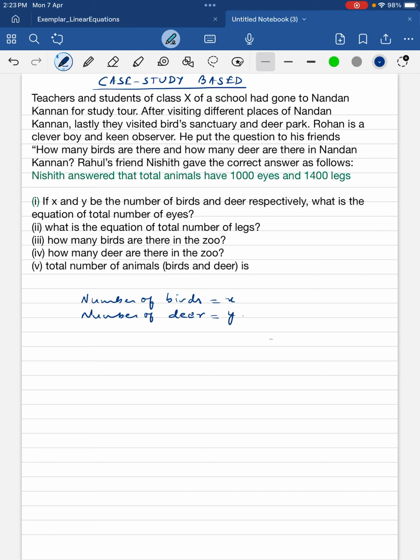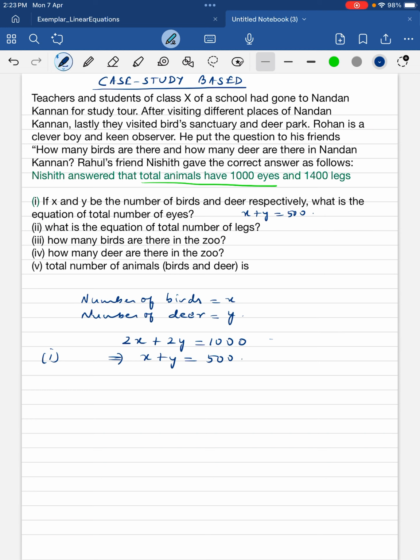Okay, now Nishith had answered that total animals have 1000 eyes. Now birds have 2 eyes as well as deer have 2 eyes. So 2 times x plus 2 times y should be equal to 1000. And therefore x plus y would be equal to 500. Okay, so we have answered the first question. That is, the equation of total number of eyes is x plus y equal to 500.